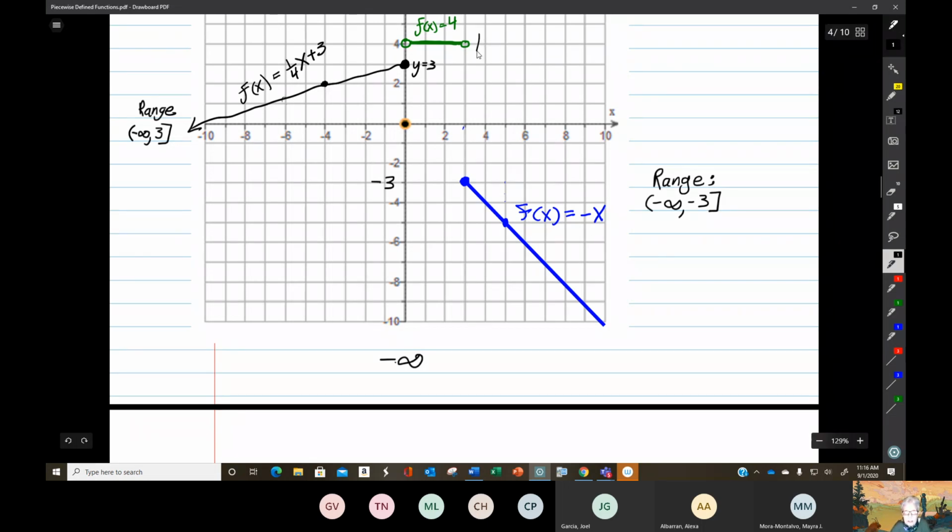The range here is only the number 4 on the y-axis, and what we do when we have just one number like that is we put braces around it. So what that means is the set that only holds 4. Or think of it as an infinitely large box. A box that only holds the number 4.